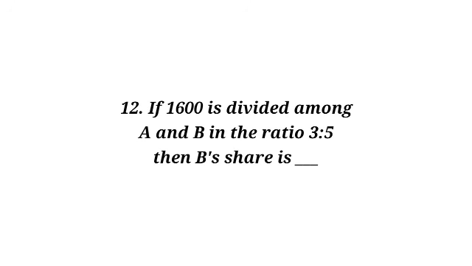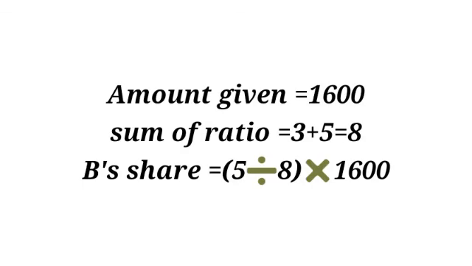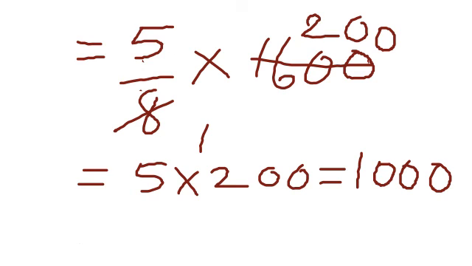Now the 12th sum: if 1600 is divided among A and B in the ratio 3:5, then B's share is dash. A's share is 3 and B's share is 5. So let's find the total: 3 plus 5 is equal to 8. We need to find only B's share. So 5 divided by 8 into 1600. Dividing 1600 by 8 we get 200. Now 5 into 200 becomes 1000.